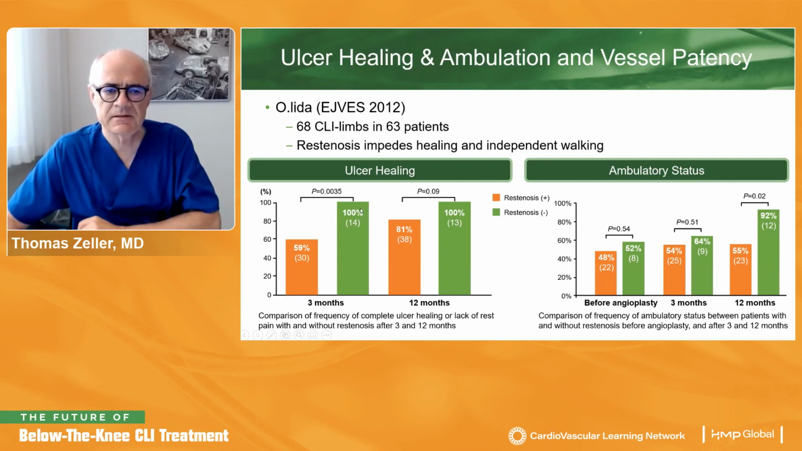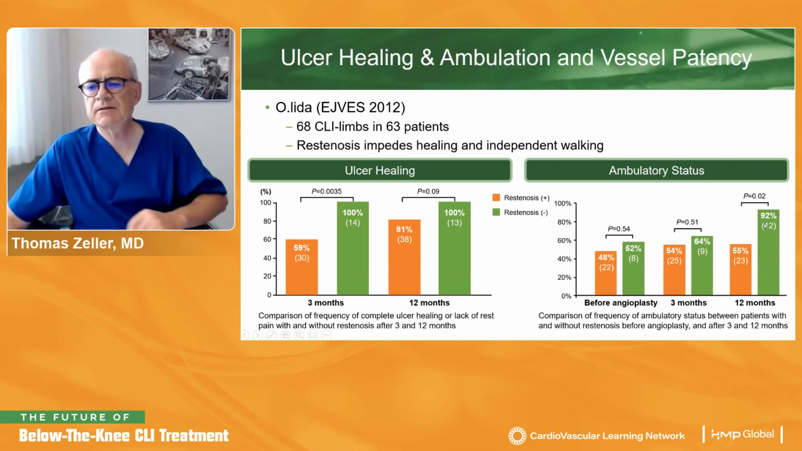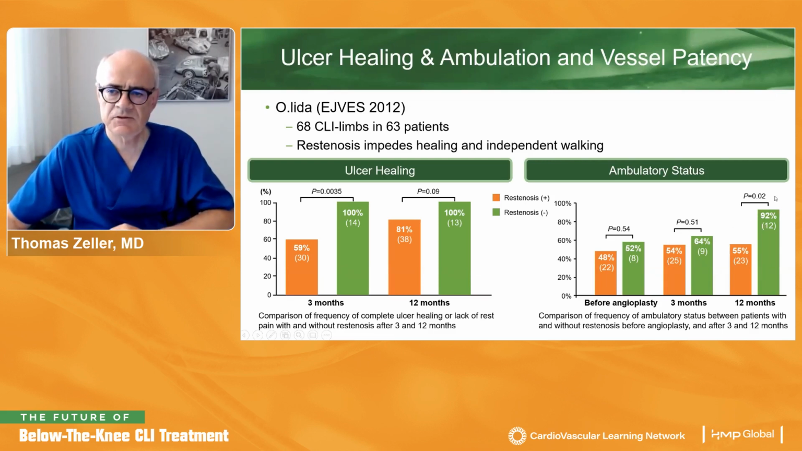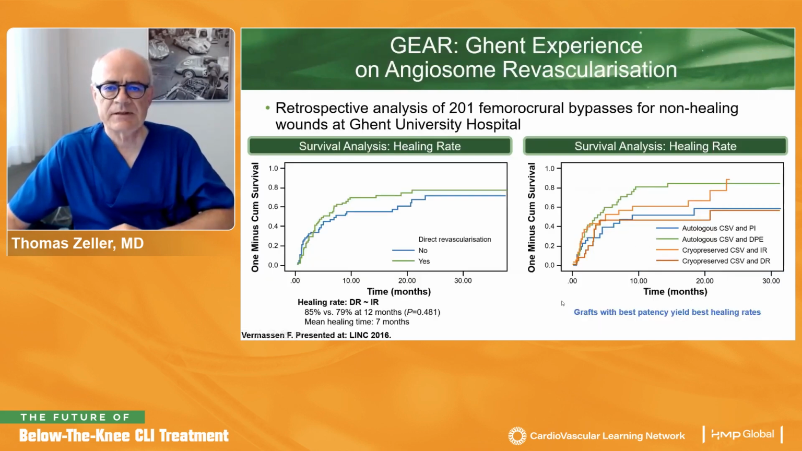And you can see here wound healing was about 100% in lesions that did not develop restenosis as compared to 59% at 3 months and 80% at 12 months. Also, ambulation was much better if the target lesion did not develop restenosis over time. This is a retrospective study looking on the outcome of femorocrural bypass, also showing the value of patency.